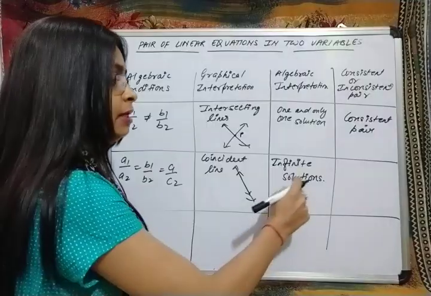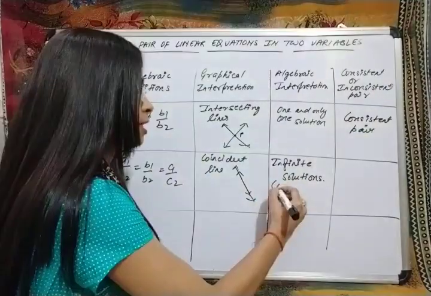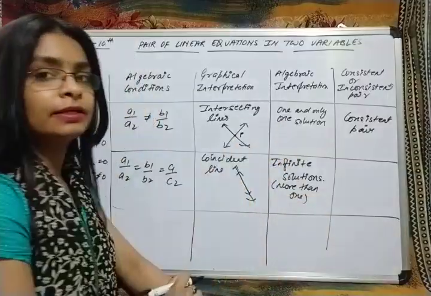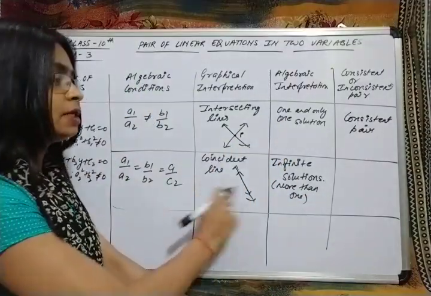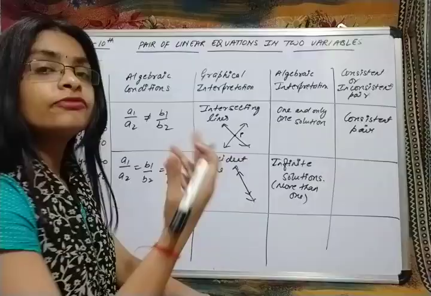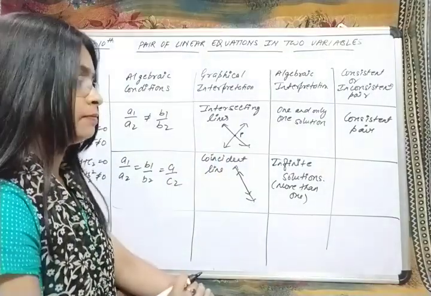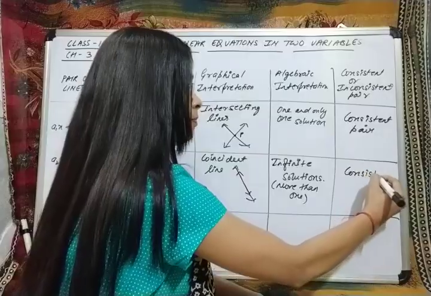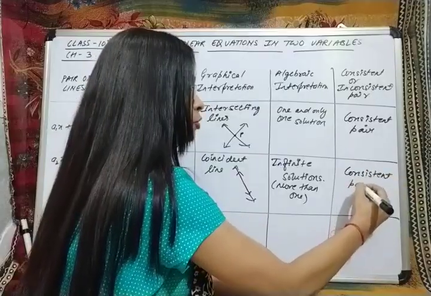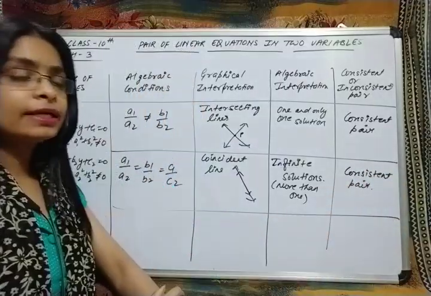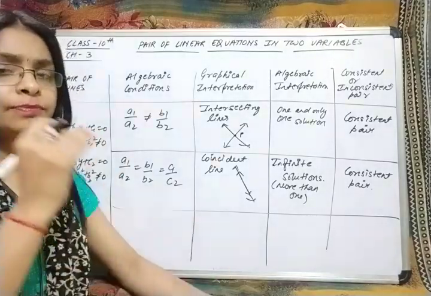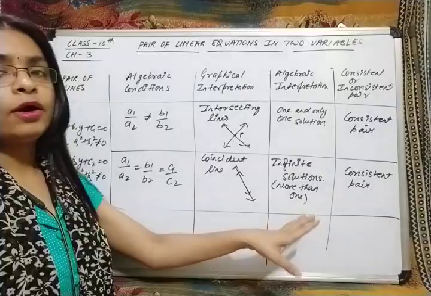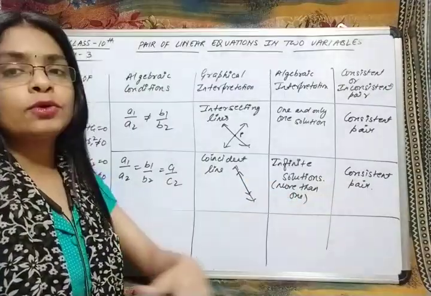If you are getting infinite solutions, or you can say more than one, this is the algebraic interpretation. The graphical one is this, and algebraically we are getting common solutions, more than one. So it is also a consistent pair. Why? Because we are getting the solutions. Whenever the pair of linear equations in two variables are such that we are getting the solution, either one or infinite, more than one, they are known as consistent.